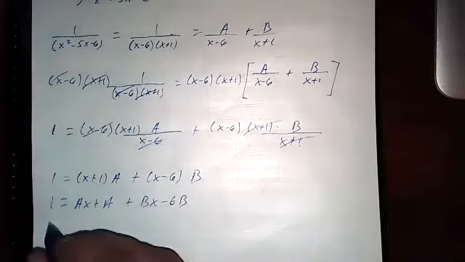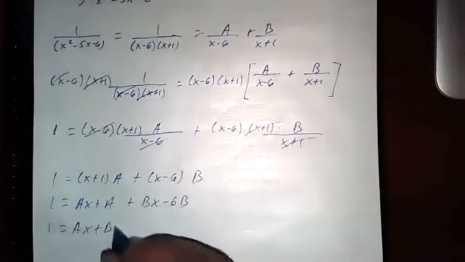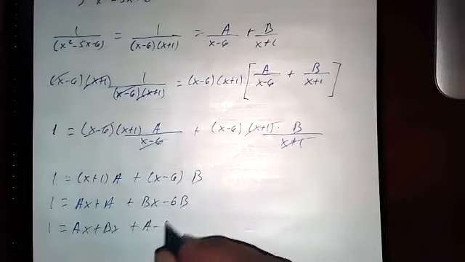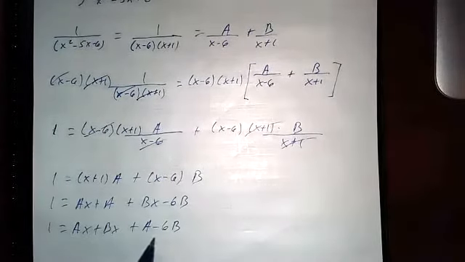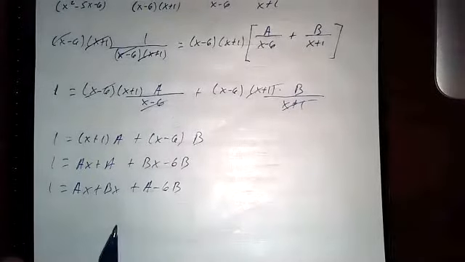So by same, I mean same degree. So ax plus bx plus a minus 6b. So all the x terms, all the constants. And then you create a system by equating the coefficients.